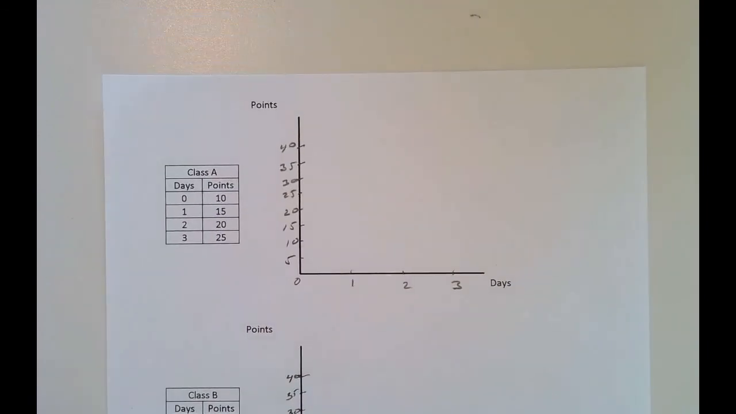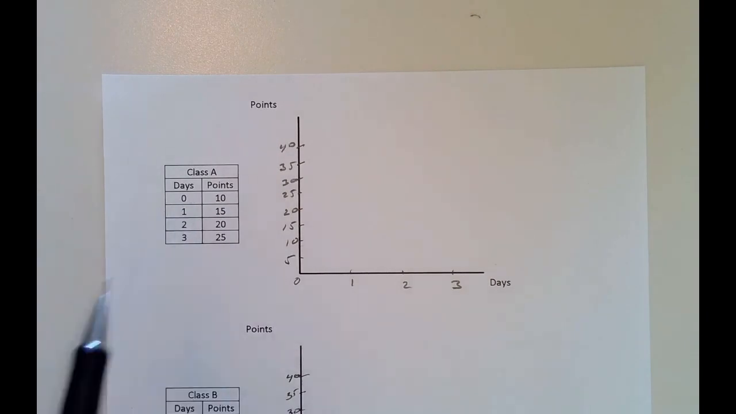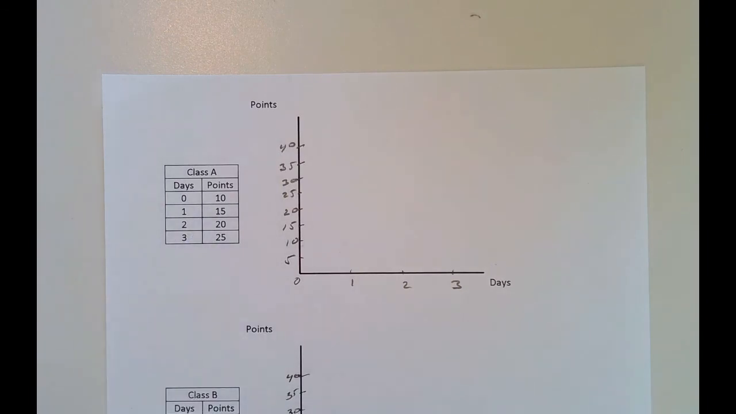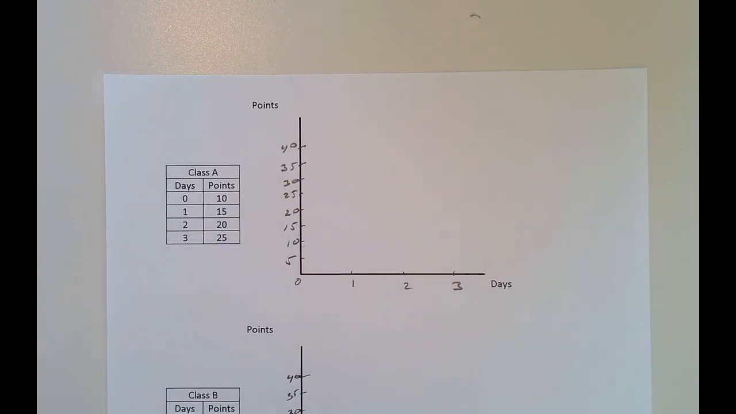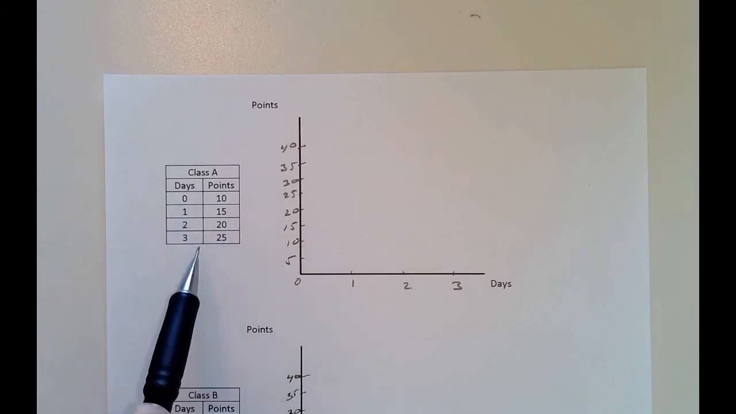What I did, I just made up some data for, say, a potential class or an imaginary class. And here we have different days of attendance. So these will be days that students come to class. And these are the points they get maybe on a quiz after those 3 days. And so we have a positive relationship here because when you have more days, your points are going up.